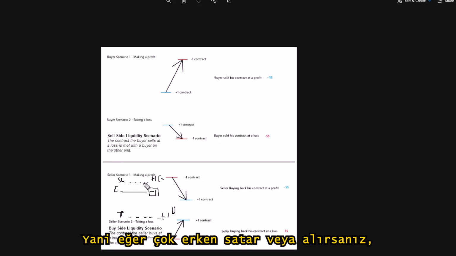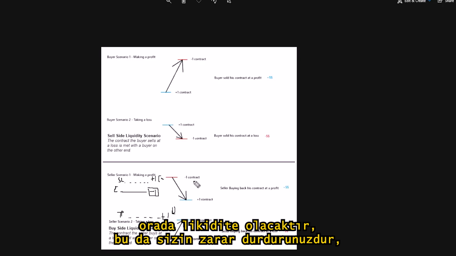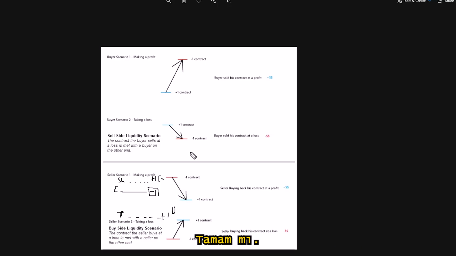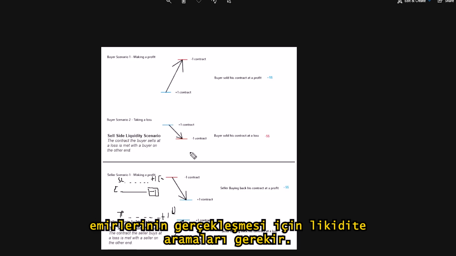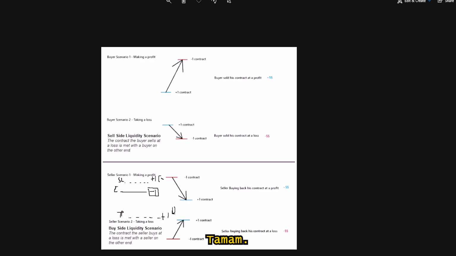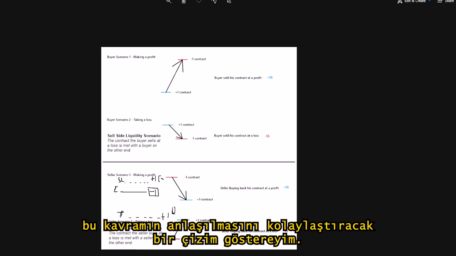Now, what's on the other end of your stop loss or your take profit? It's someone else looking to sell, right? So if you sell or buy too early, there's going to be liquidity, which is your stop loss, where most of the time financial institutions will target. Because their orders are so big, they need to seek liquidity for the orders to be filled, and that's where all the orders lie.